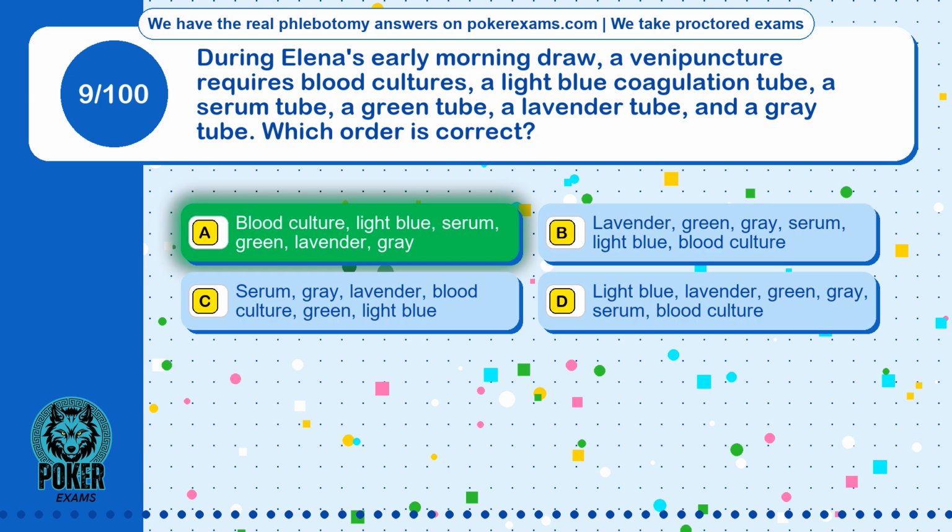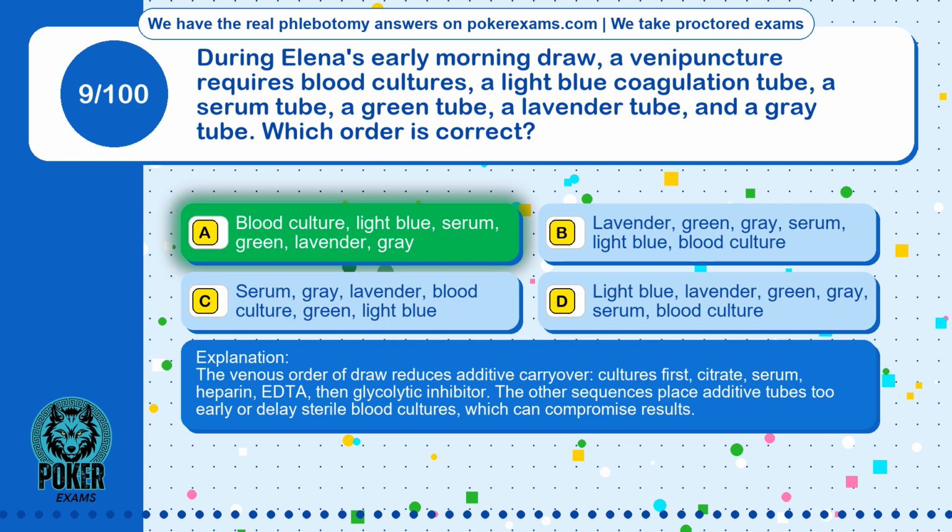The correct answer is option A. Blood culture, light blue, serum, green, lavender, gray. The venous order of draw reduces additive carryover: cultures first, citrate, serum, heparin, EDTA, then glycolytic inhibitor. The other sequences place additive tubes too early or delay sterile blood cultures, which can compromise results.